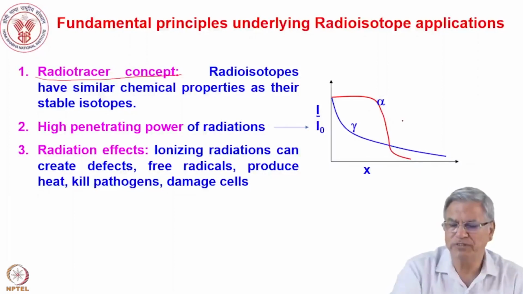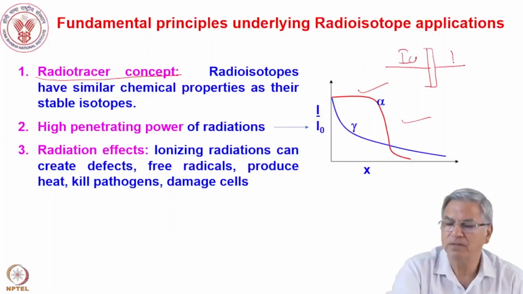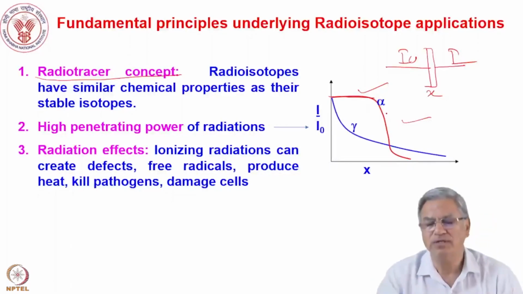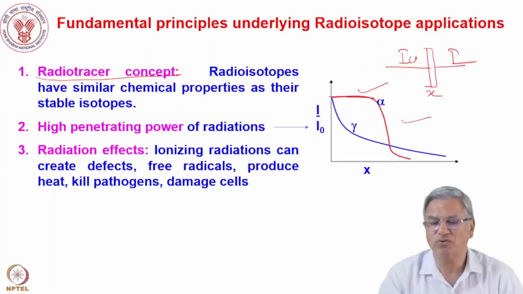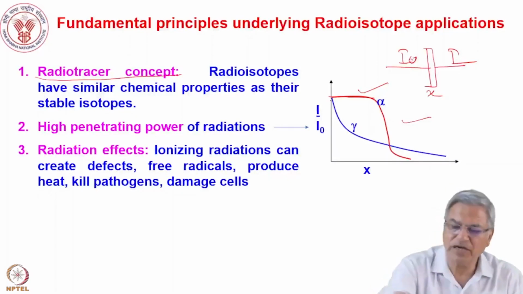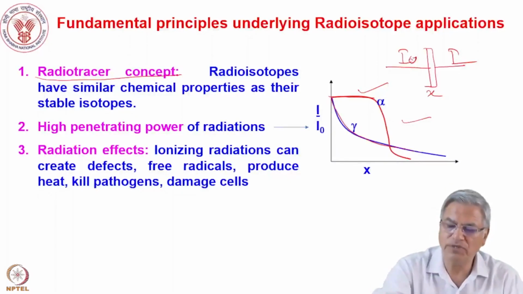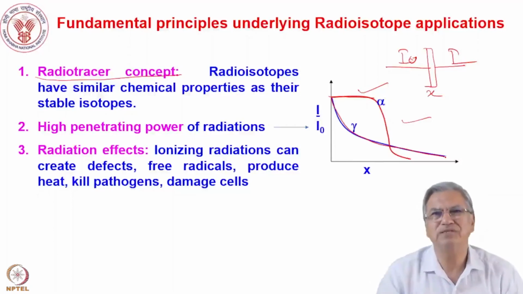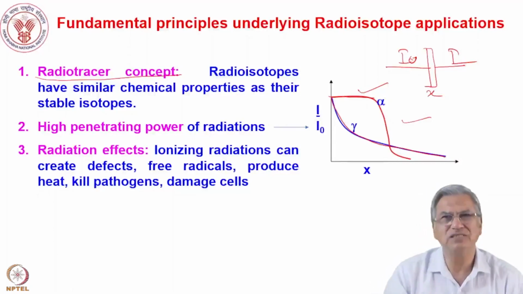Like what I have shown here is that alpha particles will travel this way. If we do a transmission experiment, then I by I0 will follow for alpha particles: they will travel the same distance, and after that there will be a certain fall. That is the typical transmission graph for alpha particles, whereas the gamma radiation will follow exponential decay, like the Beer-Lambert law. So you can make use of this intensity decrease with thickness of absorber in many applications.